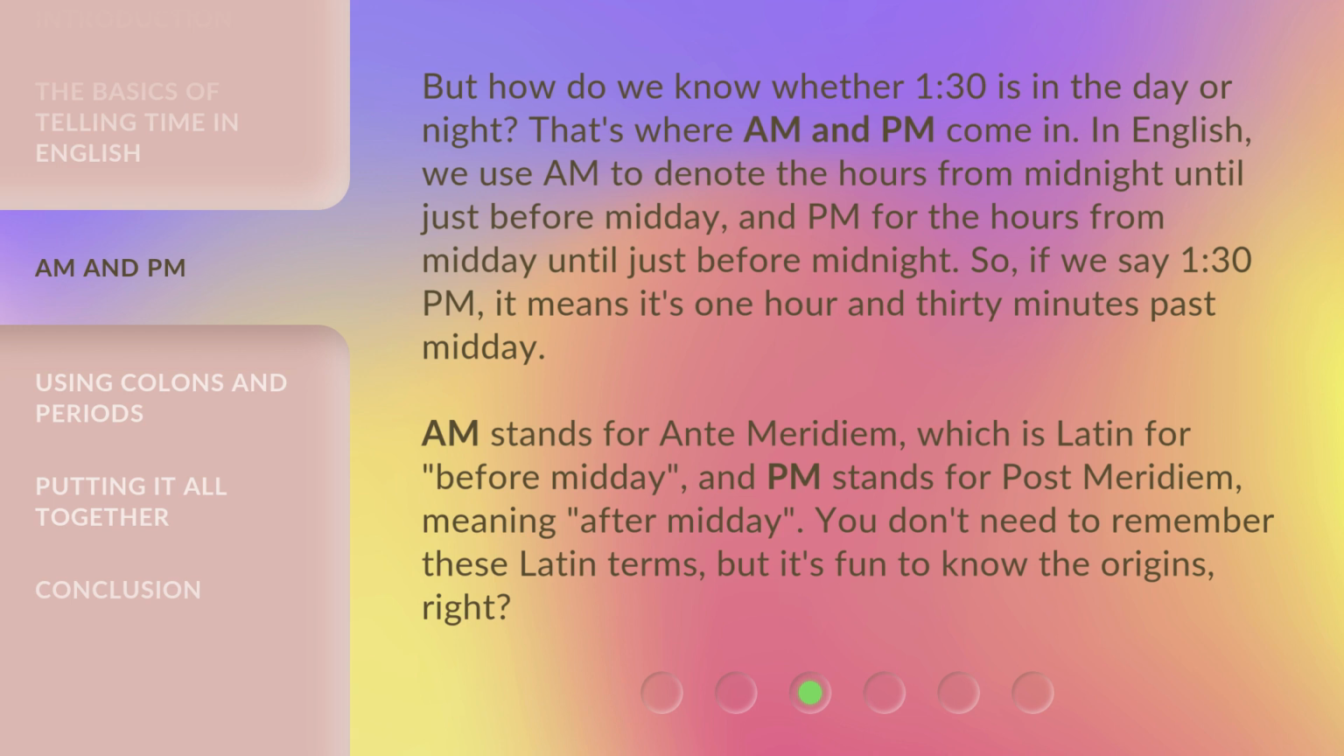So, if we say 1:30 p.m., it means it's 1 hour and 30 minutes past midday. AM stands for ante-meridiem, which is Latin for before midday, and PM stands for post-meridiem, meaning after midday. You don't need to remember these Latin terms, but it's fun to know the origins, right?